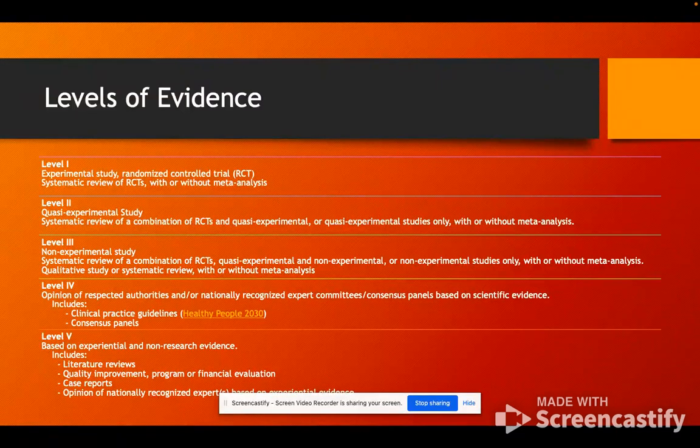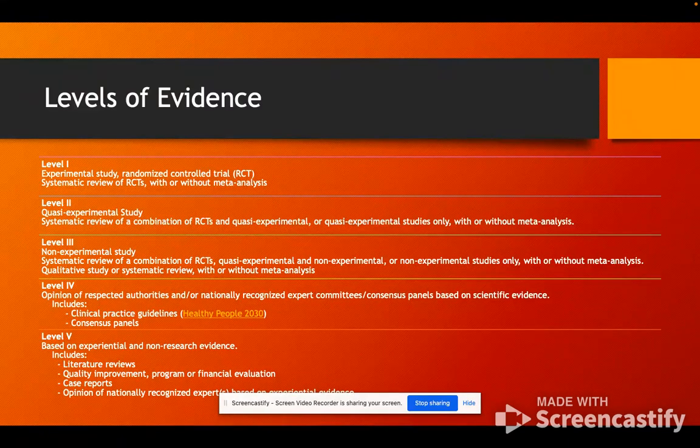So there are different levels of evidence that you can use. Level 1 is your experimental study, randomized control trials. Level 2 is a quasi-experimental study, which is more of a systematic review, and can be with or without a meta-analysis. Level 3, we also have systematic review. It's a non-experimental study, a qualitative study, or it can be a systematic review with or without meta-analysis.